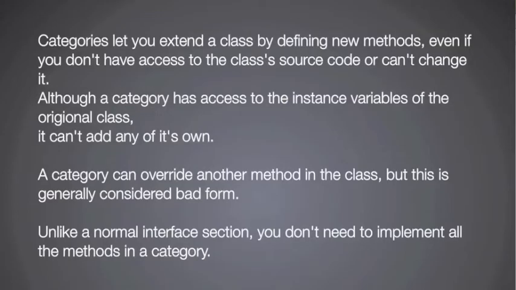So categories let you extend a class by defining new methods, even if you don't have access to the class's source code or can't change it. Although a category has access to the instance variables of the original class, it can't add any of its own. A category can override another method in the class, but this is generally considered bad form.